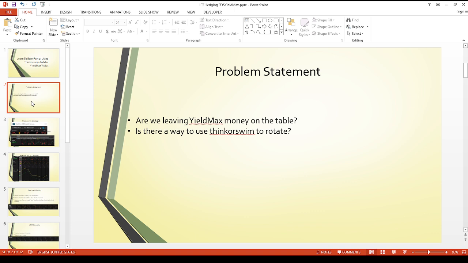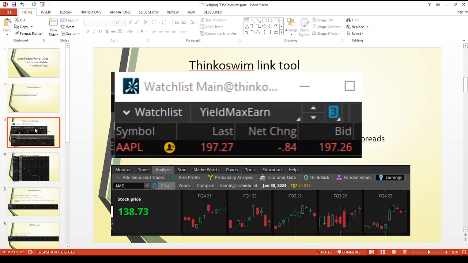I mean, don't get me wrong. I think with YieldMax, the suite of ETFs that we have so far are great. But I'm thinking there's got to be a way to optimize things.